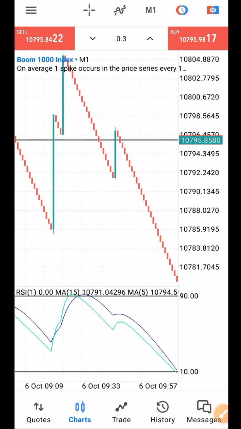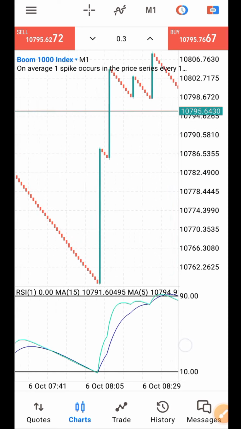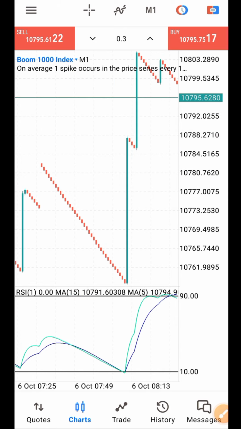The one good thing about this strategy is that you can also use it to catch spikes. You can use it to catch spikes, and you can trade against spikes with this strategy. First of all, let me explain how you can use it to catch spikes.